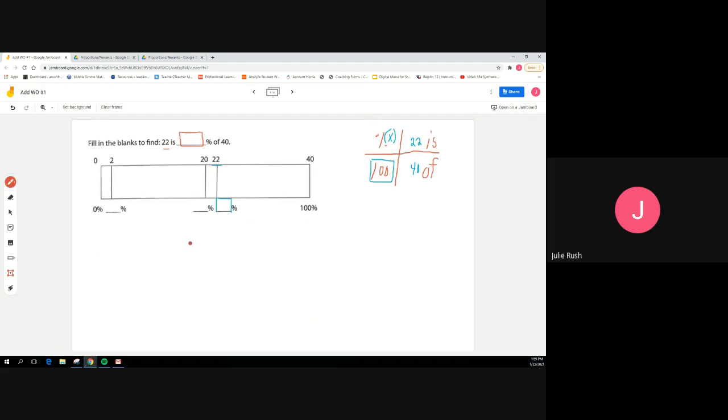And so first off, we went from 40 to 20 by dividing it by 2, and half of 100 is 50. So 50% is 20. Now we went from 20 to 2 by dividing by 10. So when I divide 50 by 10, I get 5%. So now I have 2 and 20, so I can add up to get 22, and I have 5 and 50, and so my answer is 55%.